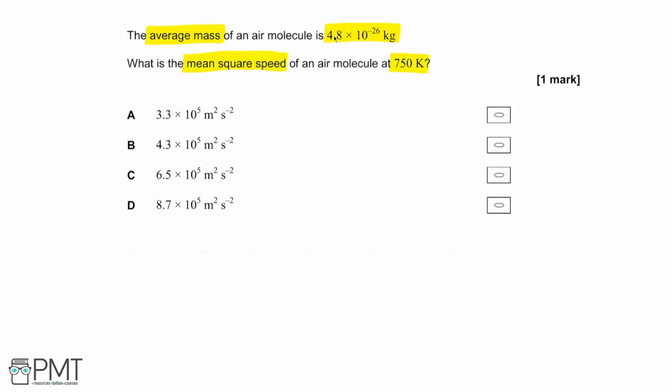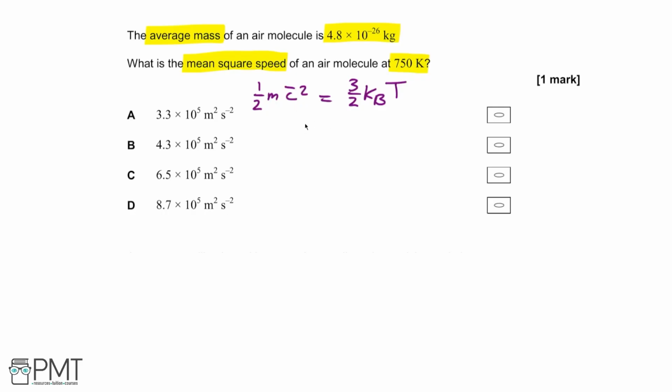In order to answer this question, since we're dealing with mean square speed and have been given the mass, it is helpful to consider the equation that relates the mean square speed to the temperature, the other variable we've been given. Specifically, we can write that a half multiplied by m multiplied by c squared bar is equal to 3 over 2 times Boltzmann's constant multiplied by T, the temperature. So m here is the mass of an air molecule, and c squared bar is the mean square speed of the molecule. And that's what we're interested in finding.